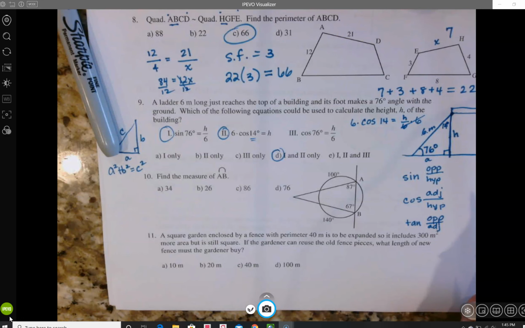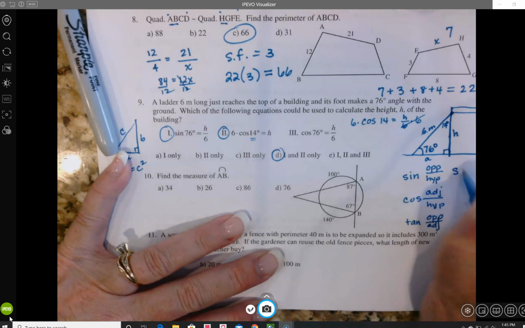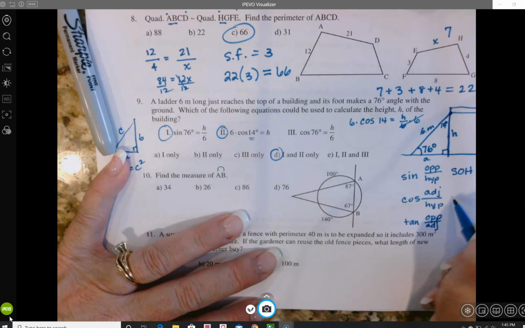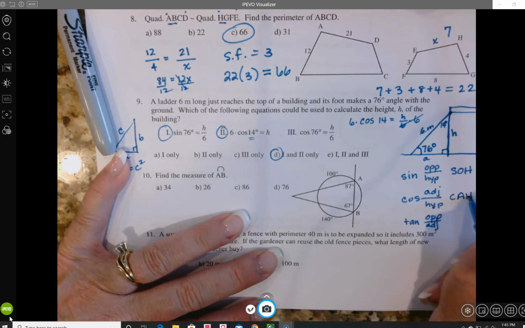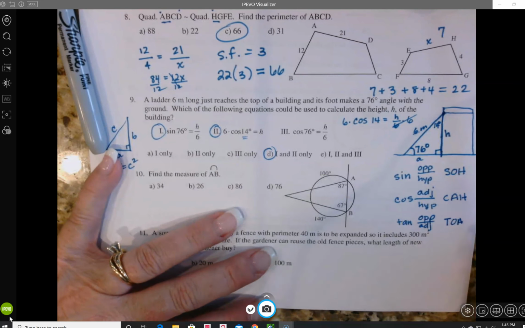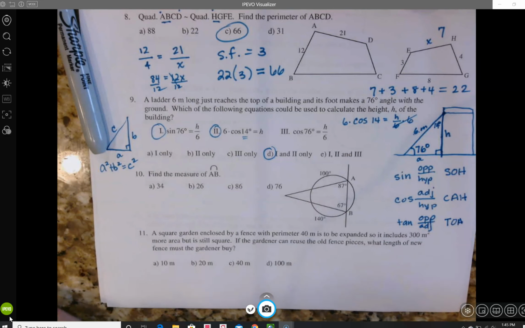And in the answer key it says SOHCAHTOA. So when you see sine is opposite over hypotenuse and cosine is adjacent over hypotenuse and tangent is opposite over adjacent, that's SOHCAHTOA. And that's just sort of a little memory clue we use to learn trigonometry ratios. So that's an example of a trig problem and what it looks like.